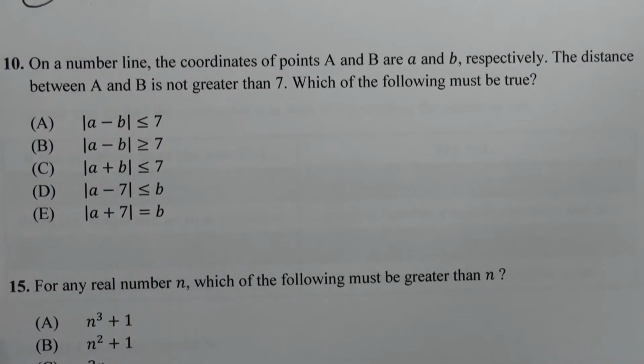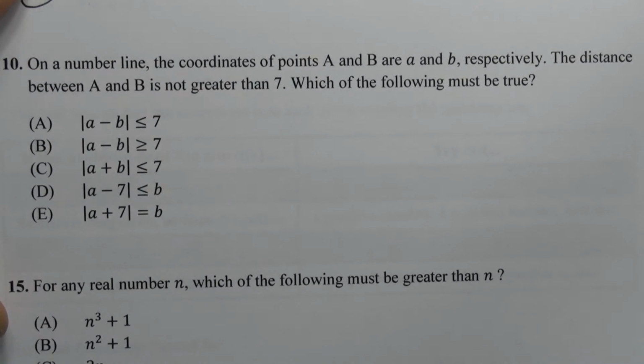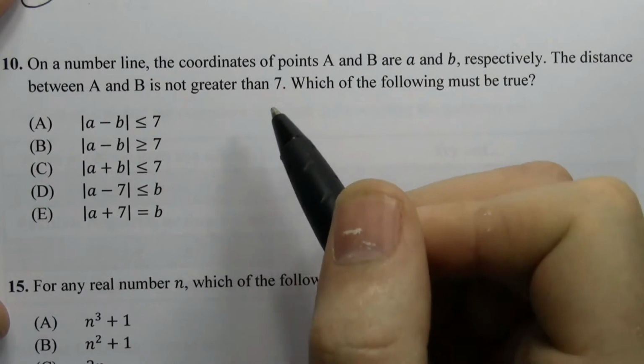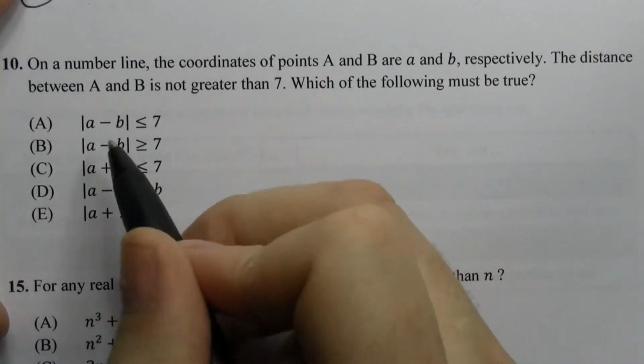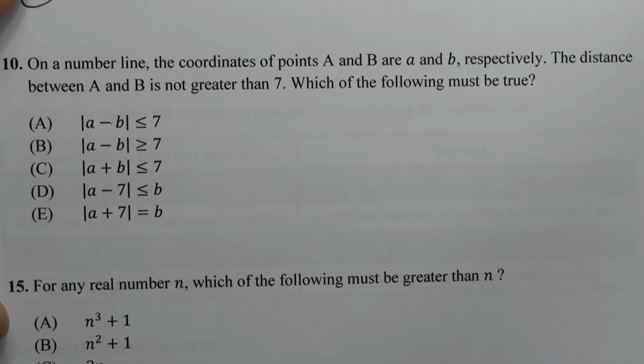Let's look at number 10. It says, on a number line, the coordinates of points A and B are a and b respectively. The distance between A and B is not greater than 7, which of the following must be true. So again, if you're really solid at algebra and you feel comfortable with this, feel free to handle this algebraically. For instance, I know that the distance between 2 points on a number line is a difference, so I know I'm going to need a subtraction sign so I can get rid of that. But let's just do this one numerically, right?